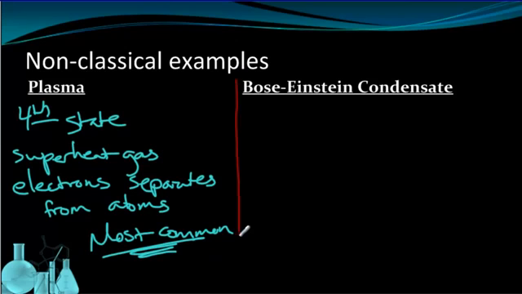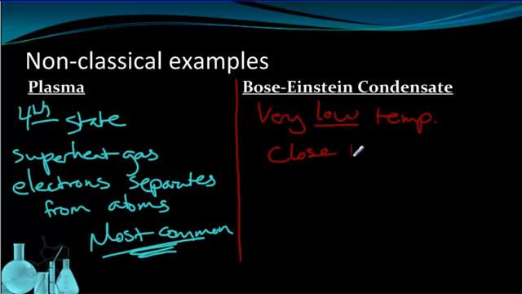The other example we're going to look at, and there are of course other non-classical examples, is something called the Bose-Einstein condensate. So for plasma, we saw what happens when you heat up a gas really far. For a Bose-Einstein condensate, this is what happens when you take a substance and cool it down to incredibly low temperatures. In fact, you have to get close to absolute zero before this is even possible.